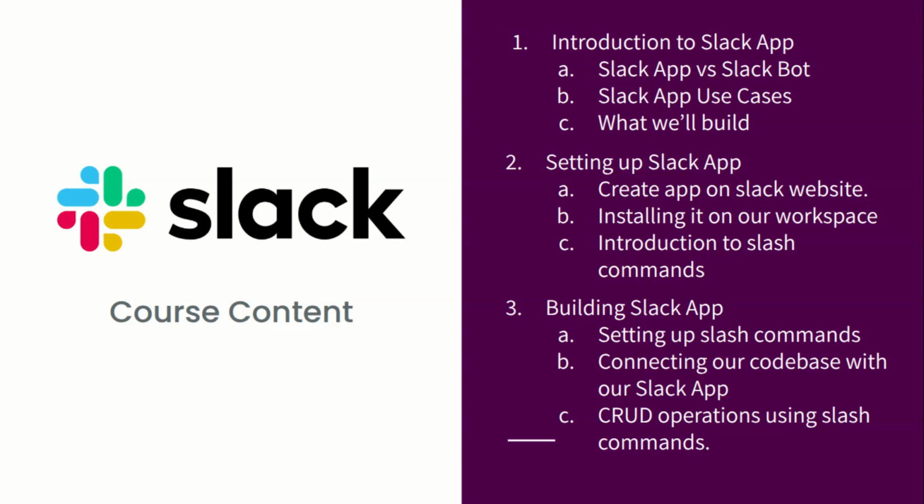We will be setting up all the slash commands that we are going to use inside the Slack app, and once we are done with that, we are going to connect our business logic with the Slack app. We are going to set up both of them so that we can use the slash commands from Slack, and the business logic, our code base, can handle the same, right? We are going to use different CRUD operations using the slash commands, right?